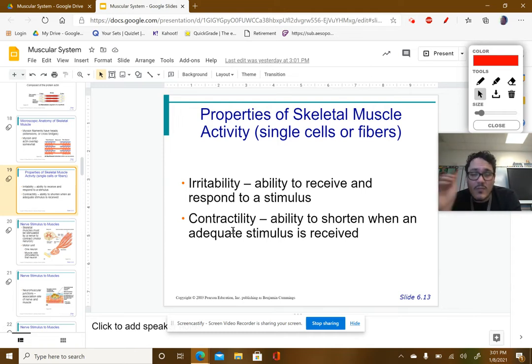Contractility means that the nervous system is functioning. You're sending the signals properly, but the muscle itself is not contracting properly. So that could be a muscle issue, which could be better treated.